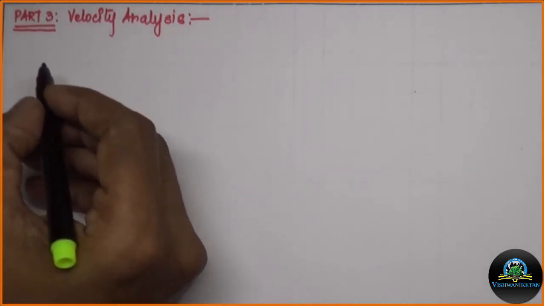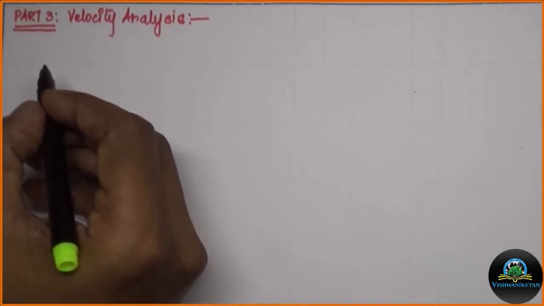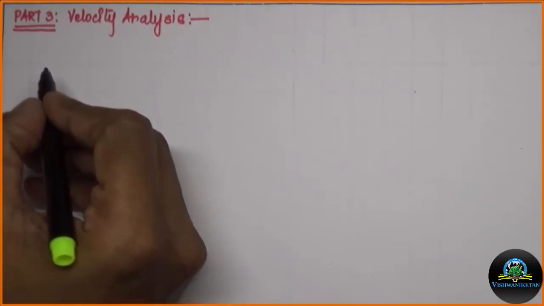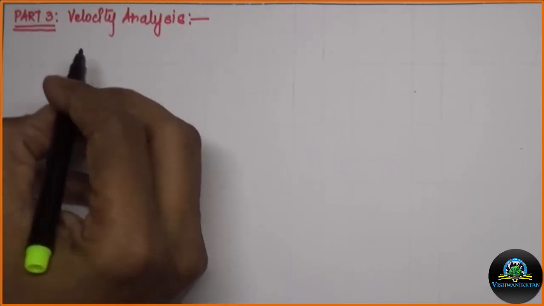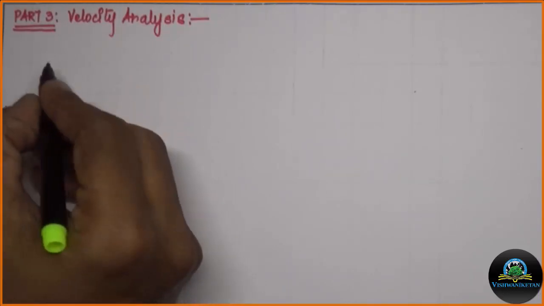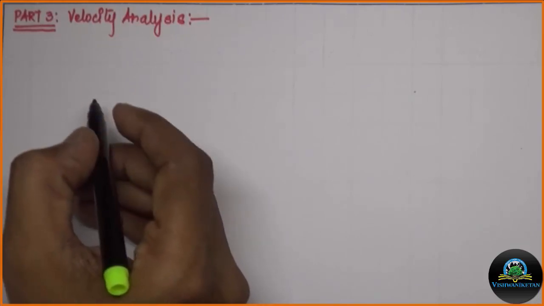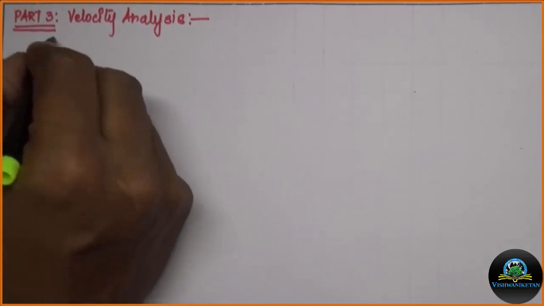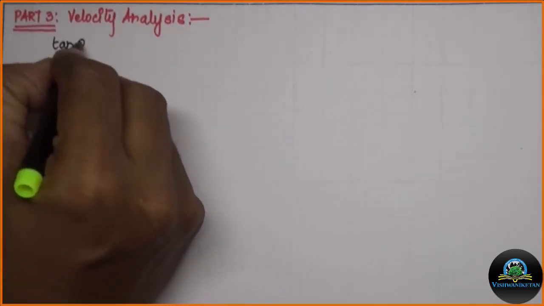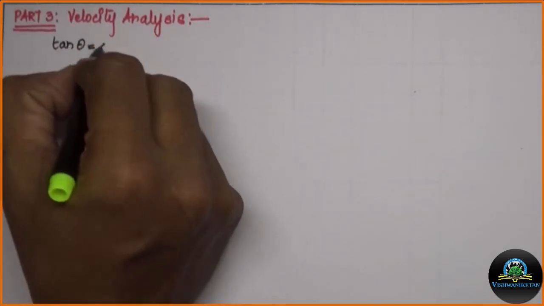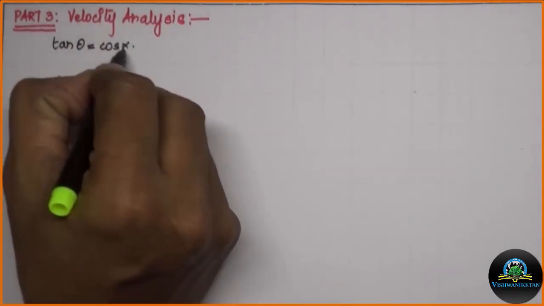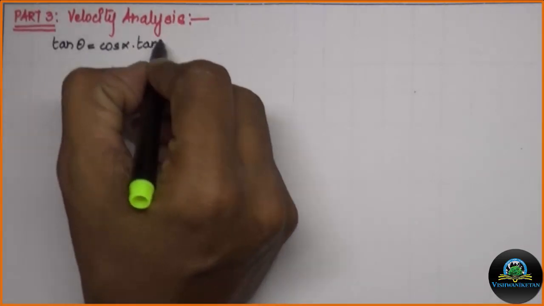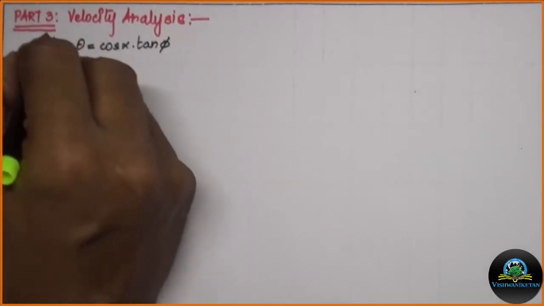In part 3 of this video lecture series, we will discuss the derivation of the velocity equation of the entire Hooke's joint. In the previous part, we derived the displacement equation of the entire Hooke's joint, which is tan of the input angle of rotation equal to cos of the angle of the shaft between the input and the output multiplied by tan of the output angle of the shaft.